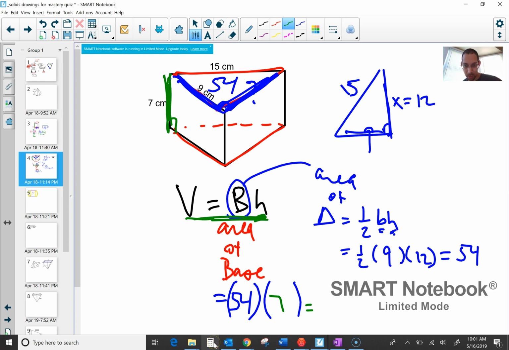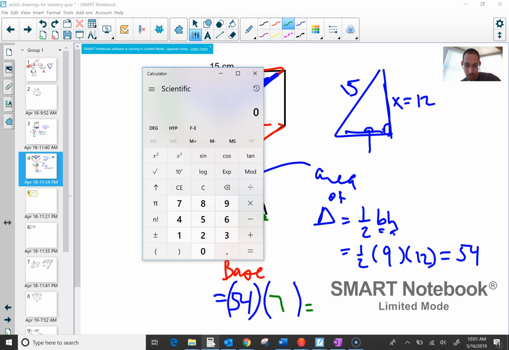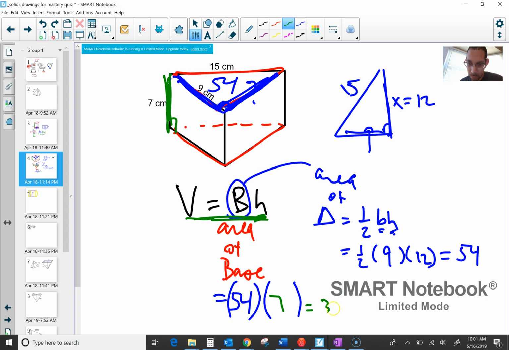Okay, I guess I can figure it out real quick. If this will open up. Okay, 54 times 7 makes 378. And once again, units are centimeters to the third power for volume. Okay, so that's a couple prisms for you.